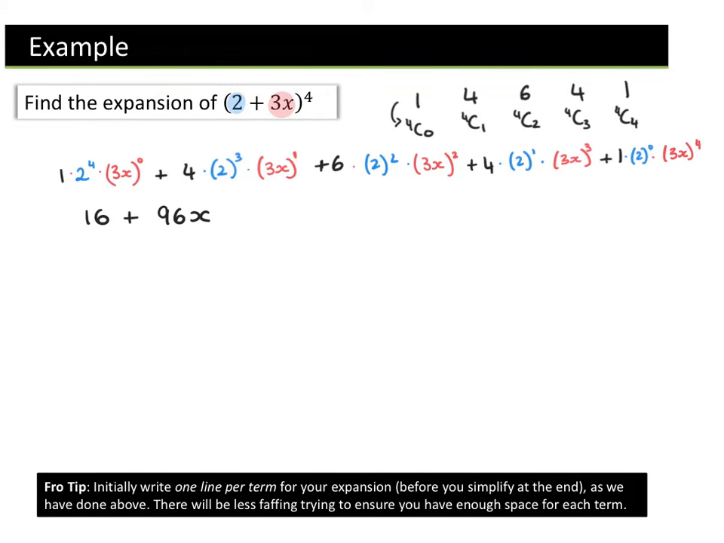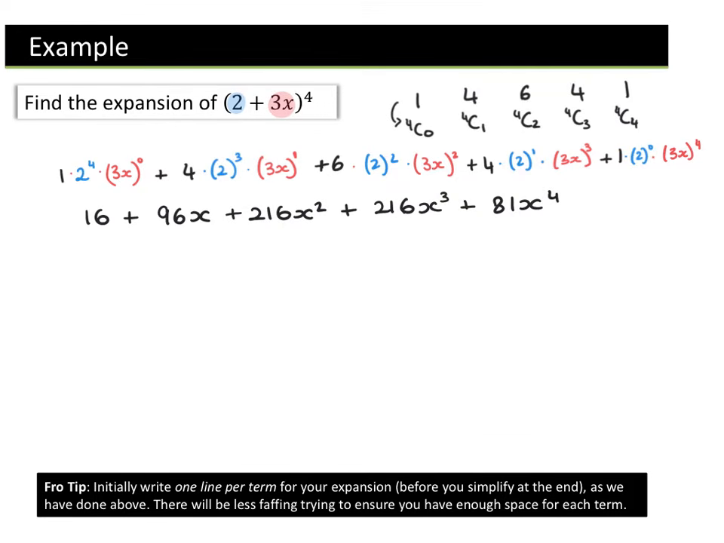Plus 6 times 4 is 24. Now remember, 3x squared, this is a 9. So 24 times 9? 216x squared, plus 4 times 2 is 8, times 3 cubed is 27. 8 times 27? 216 again, perfect. Then we're going to have plus 3 to the power of 4, which is 81. Yeah, 81x to the power of 4. Amazing. So there we go.